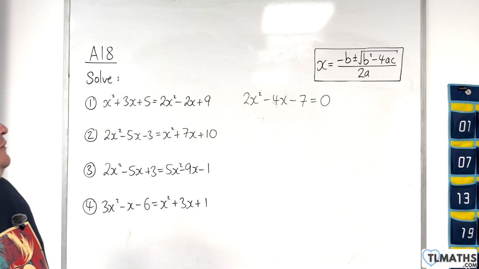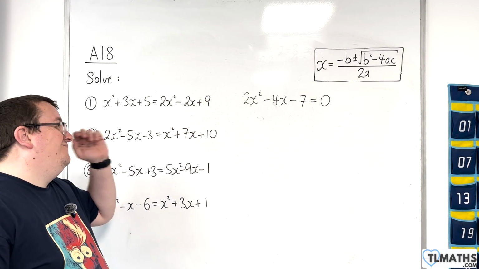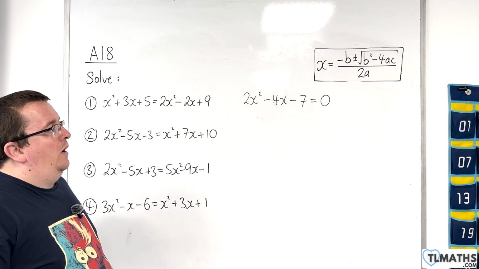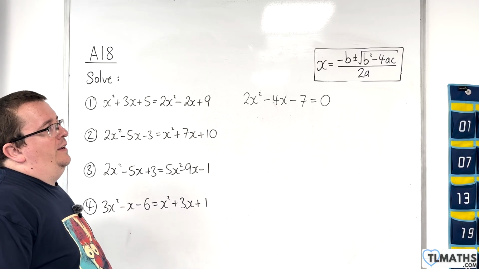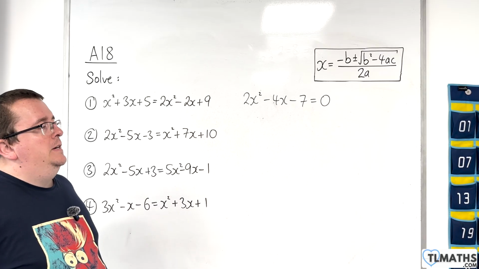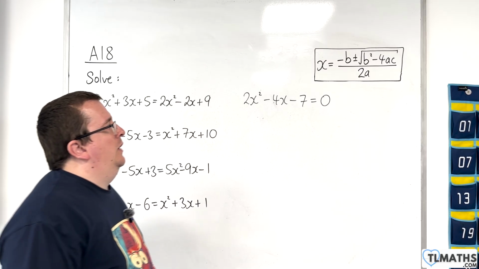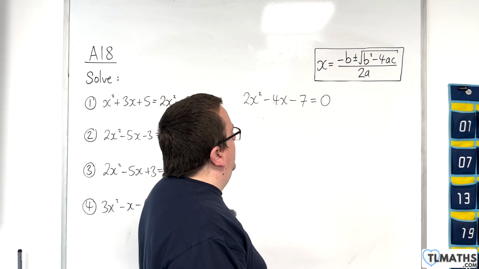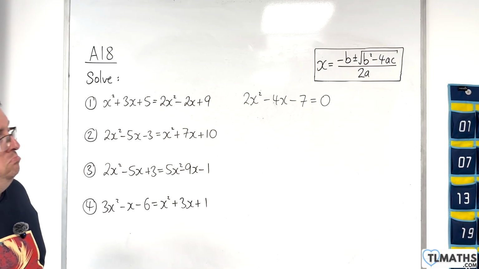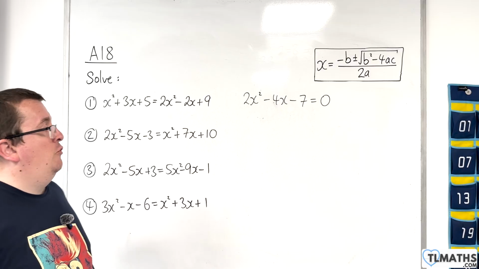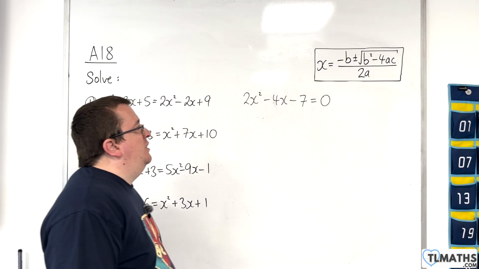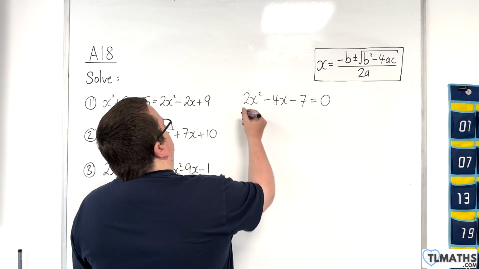Now the coefficient of x squared here is 2. So I'm not liking factorising. So will I complete the square? Well, complete the square looks like it's probably going to be all right, actually. So I'm going to go with that method, I think.